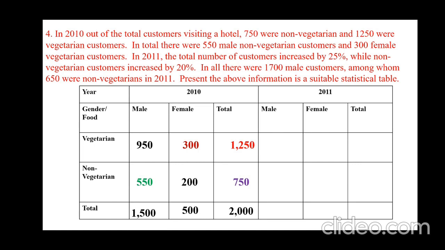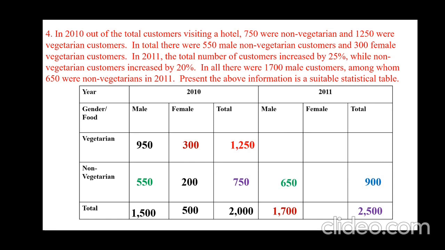Come to 2011. The total number of customers increased by 25%. 2000 with a 25% increase, 500 will come, so 2000 plus 500 gives 2500. And non-vegetarian customers increased by 20%: non-vegetarian was 750, and 20% of that is 150. So 150 plus 750 gives 900. Then in all there were 1700 male customers. Male customer total is 1700. Of that, 650 were vegetarians. So the remaining we can fill.